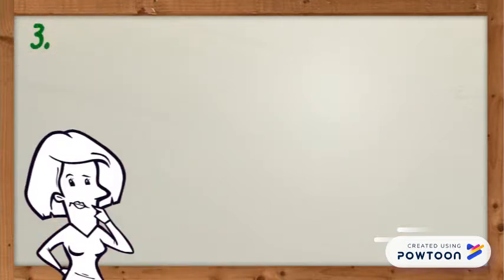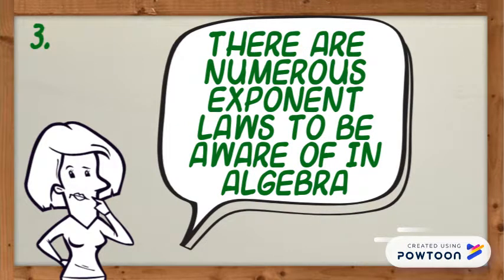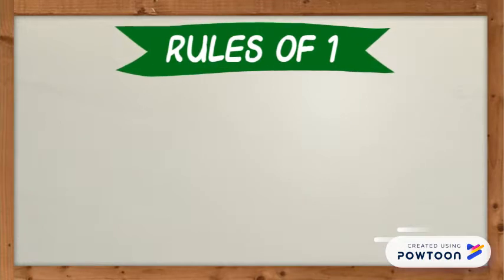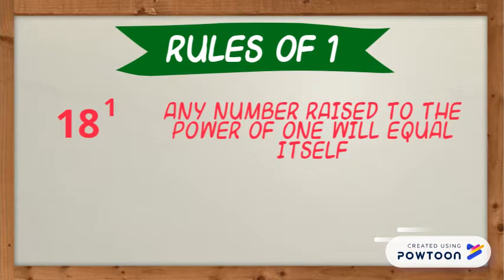Number 3. There are numerous exponent laws to be aware of in algebra. Rules of 1. Any number raised to the power of 1 will equal itself. This is because 18 does not have a second 18 to multiply itself by, and so it remains as is.